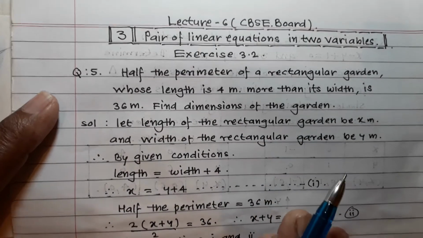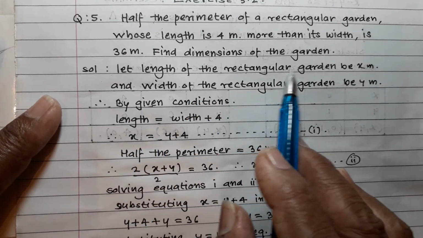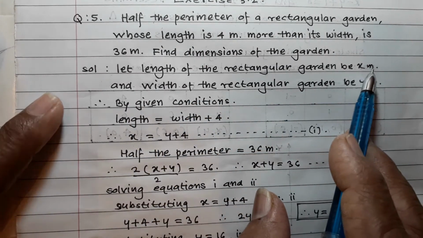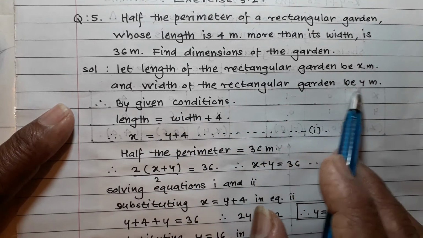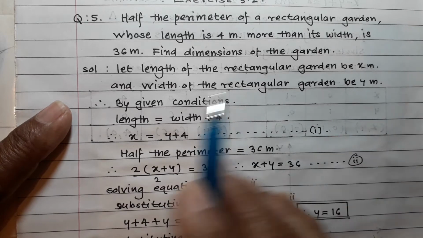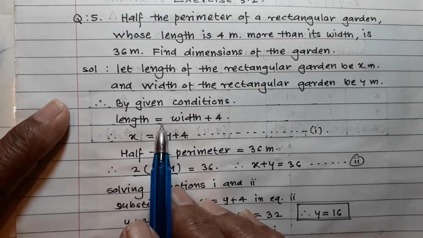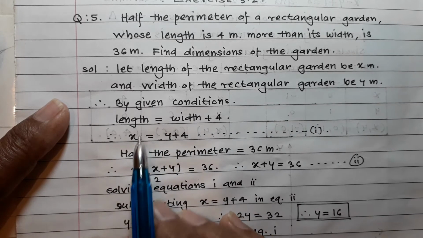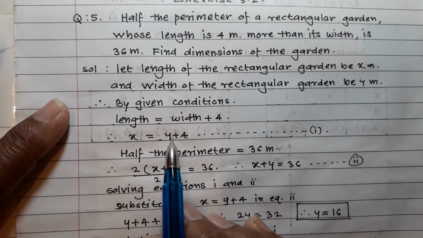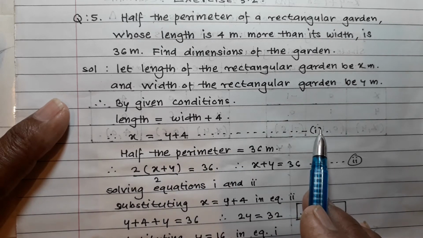Okay. Solution. Let length of the rectangular garden be x meter and width of the rectangular garden be y meter. Then by given conditions, length is equal to width plus 4 and therefore x is equal to y plus 4. So this is my first equation.